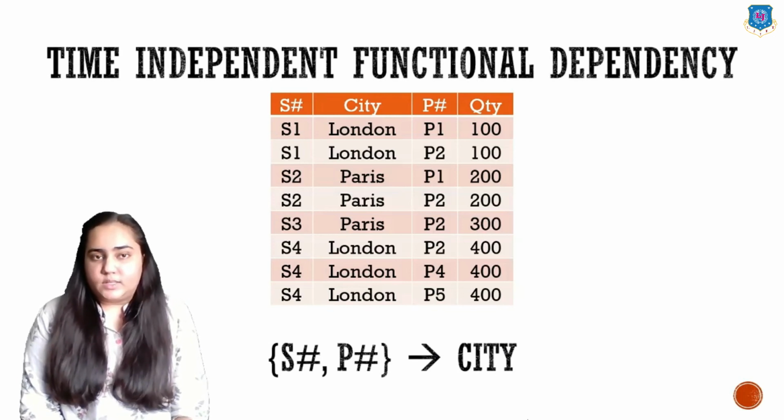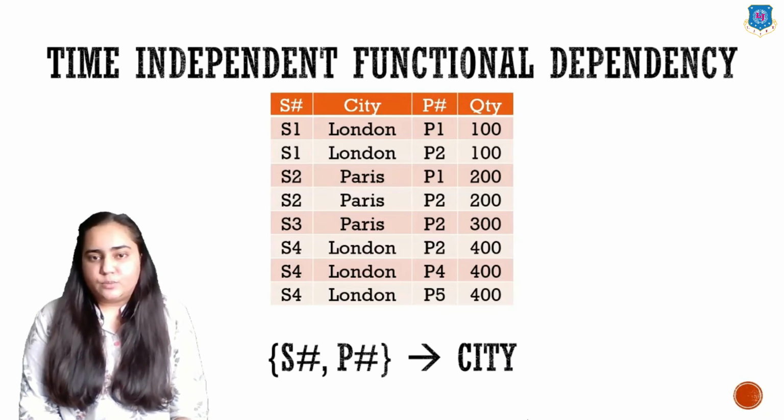Take a look at this dependency, which is time independent, which is about S hash P hash determines city. If you take any combination of S hash and P hash and find out where the city is, it's going to be one unique city. So it's a many-to-one relationship. And it is time independent because the supplier is not very likely to change the location within an hour, like the quantity changes. And so it is time independent.